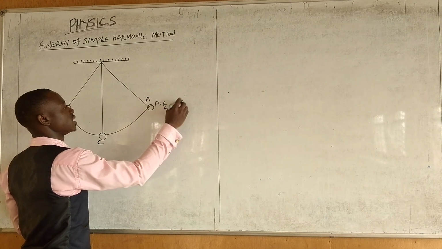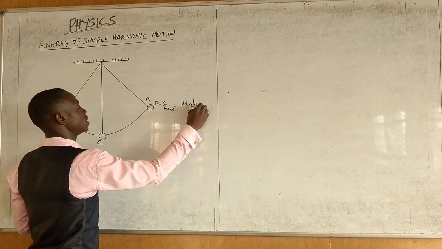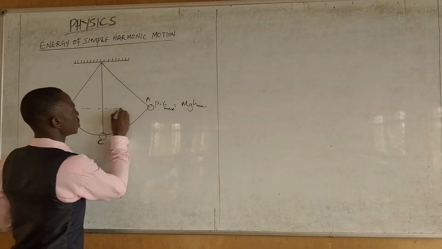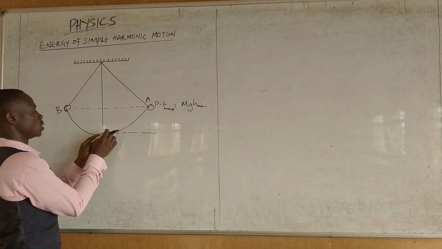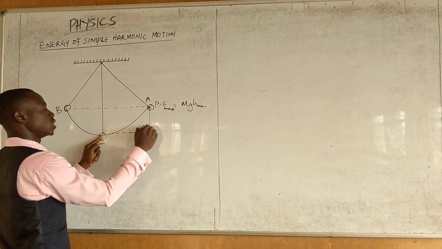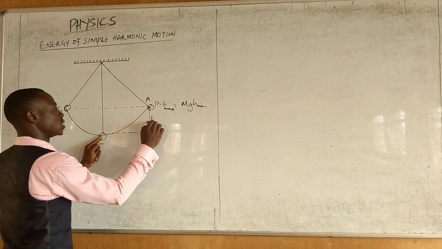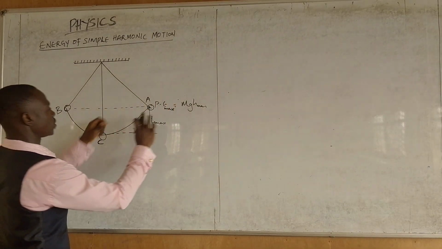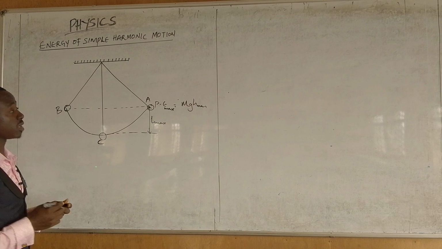PE max at point A, and that PE max is equal to mgh max. So what do I mean by h max? If I draw a horizontal line here, and draw another horizontal line from where the bulb is here, it means the bulb has been raised from here to here through this particular height. So this is my h max. This is the maximum height of the bulb. It's the same thing, so that's the maximum height.